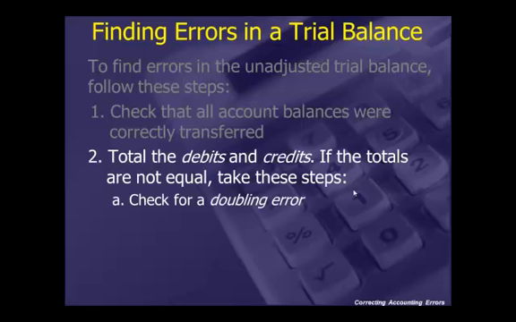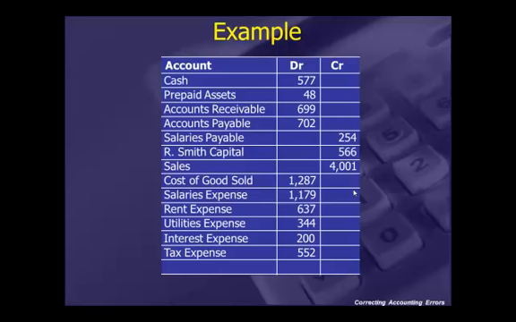Now, the next step is to total the debits and credits. If the totals do not equal, we're going to take these steps. We're going to check for a doubling error. So we're going to look at the example again here. We already identified accounts payable in the incorrect place, but they're going to total.